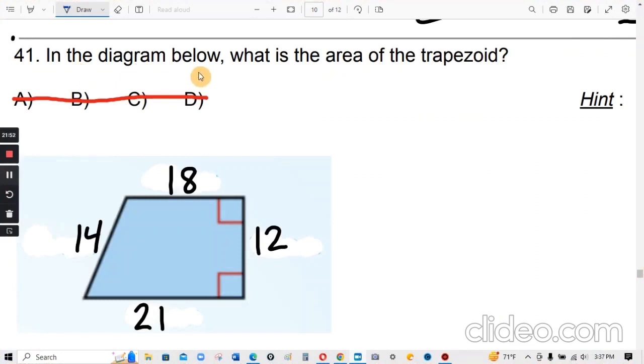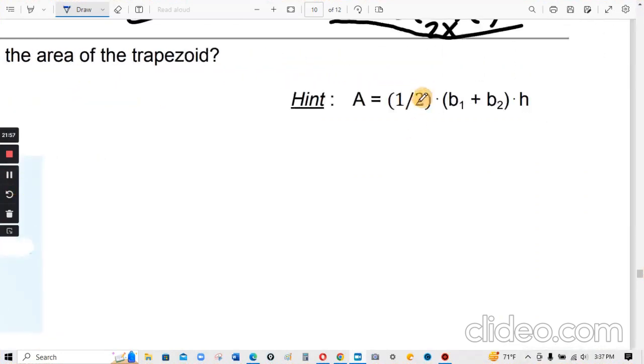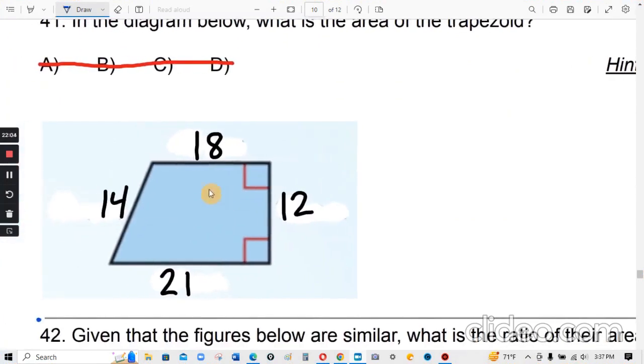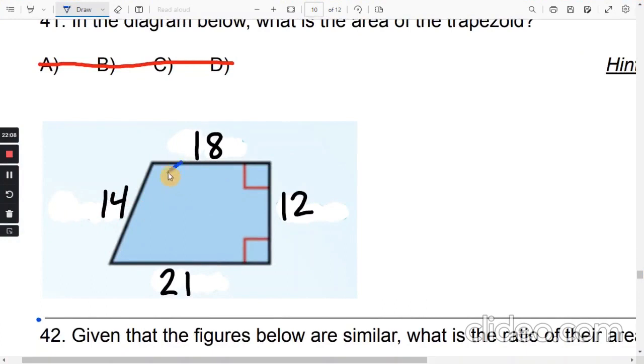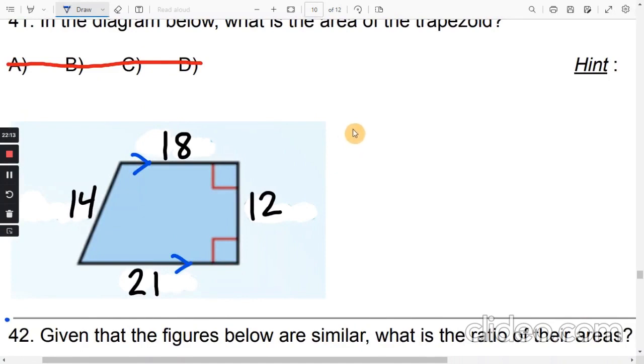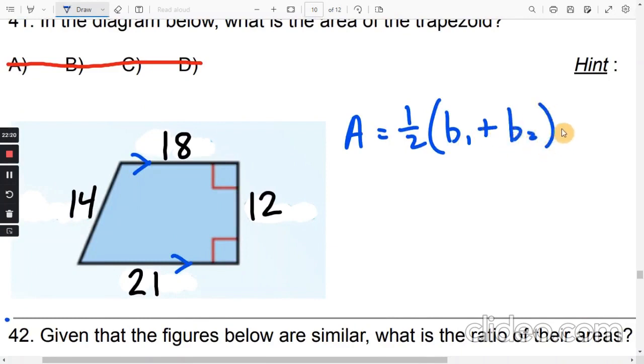In the diagram below, what is the area of the trapezoid? Okay, I'll give you the formula: 1/2 the sum of the bases times the height. It's basically the average of the two bases times the height. All right, so the bases are the parallel sides. We can see these are not parallel, so the bases are going to be the parallel sides. All right, so the area is 1/2 B1 plus B2 times the height, H. So the parallel sides are the bases.